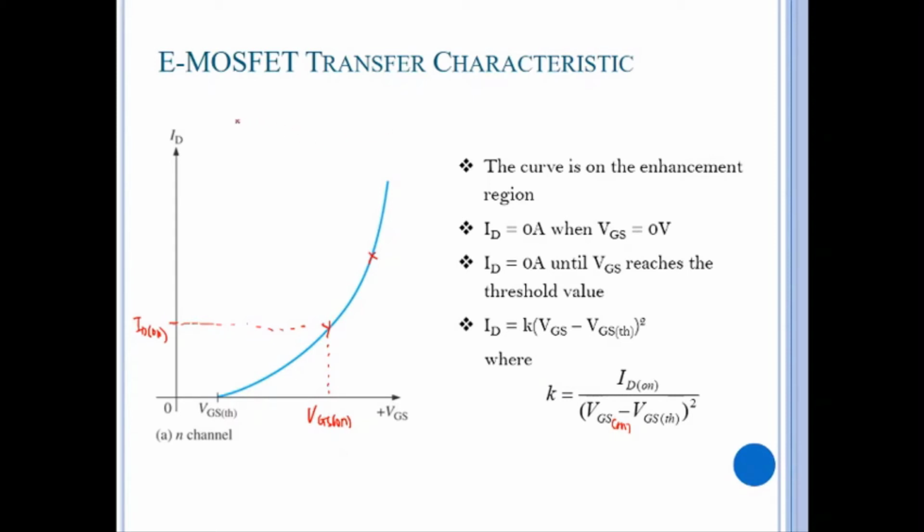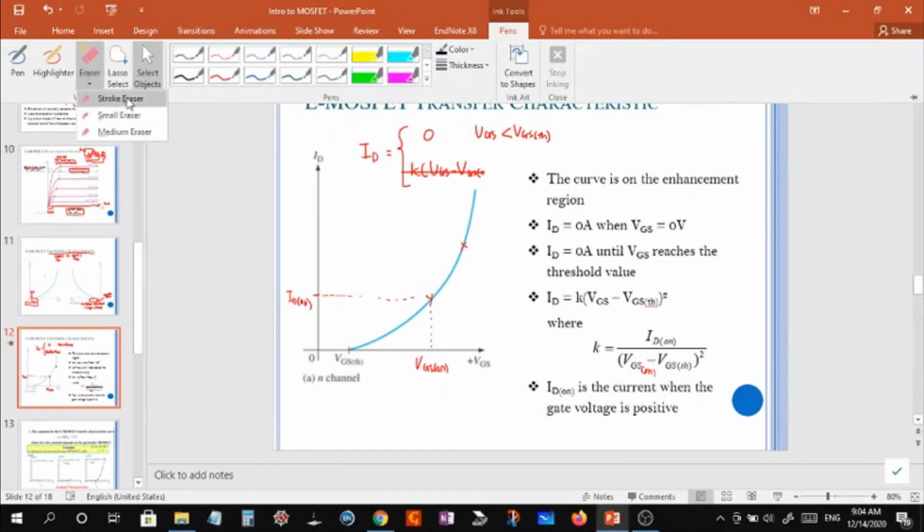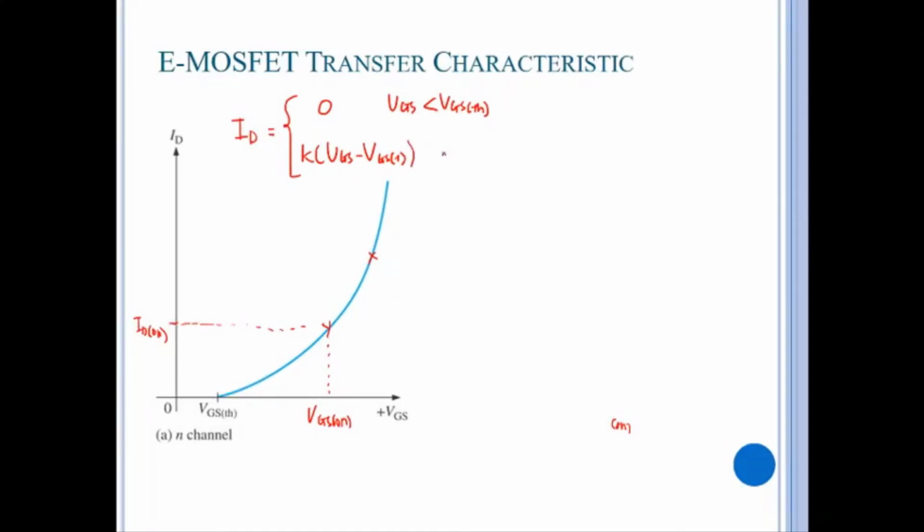So in summary, the mathematical expression for the ID can be written as this. ID is 0 when VGS is less than VGSTH. If VGS is larger than VGSTH, ID will equal K times (VGS minus VGSTH) squared.